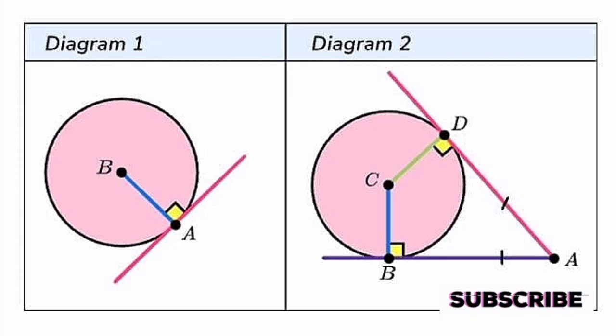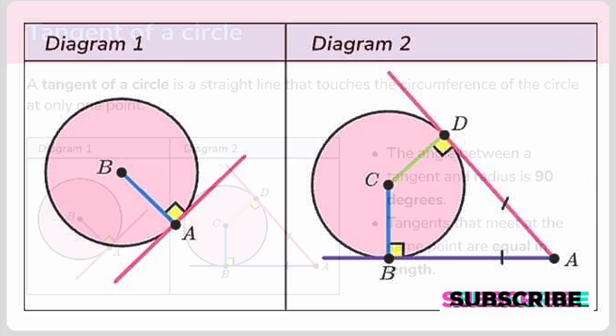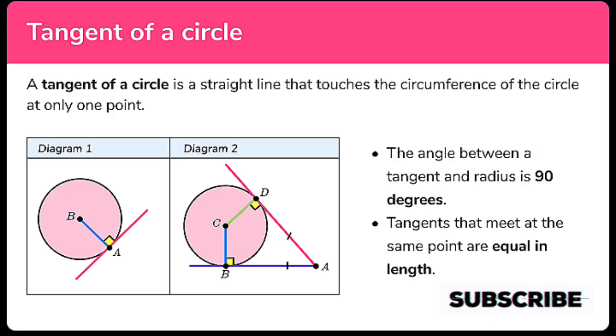Now I want you to pay close attention. When we say they are of equal length, remember I said a tangent touches the circumference of a circle at a point. That point where it touches the circumference is where the measuring of the length starts. The purple tangent touches the circle at point B, and the pink tangent touches the circle at point D, and the two tangents meet at point A. The pink tangent from D to A has the same length as the purple tangent from B to A. That's what the rule in diagram 2 says: when tangents meet at the same point, those tangents are of equal length.